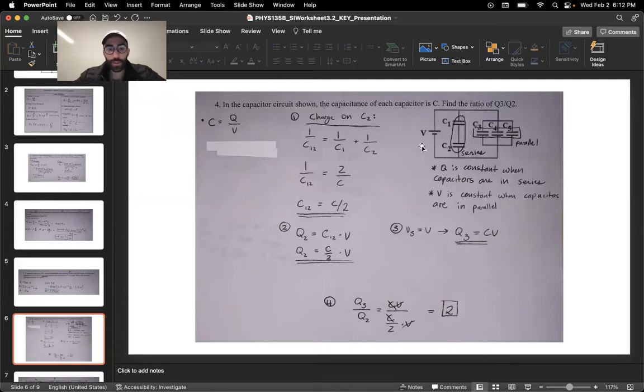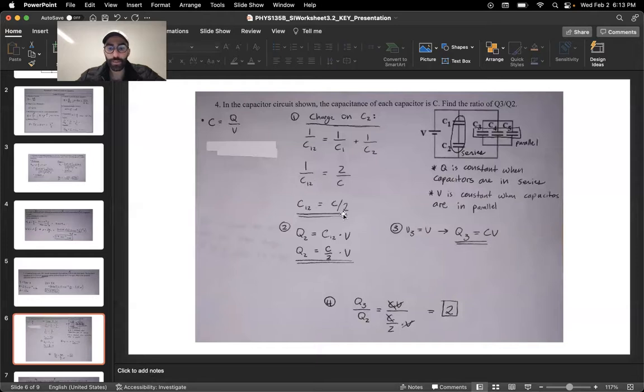So we know some way or another we're going to want to pull out a ratio of Q3 over Q2. So that's what we're dealing with. First we need to find what Q3 and Q2 are. You can do this in either direction, but I just wanted to start with finding the charge on Q2. And remember, Q is constant when they're in series. So you first need to find the capacitance they both share. We do that with that inverse addition right here.